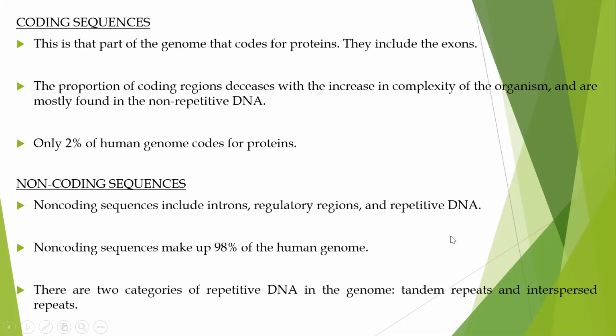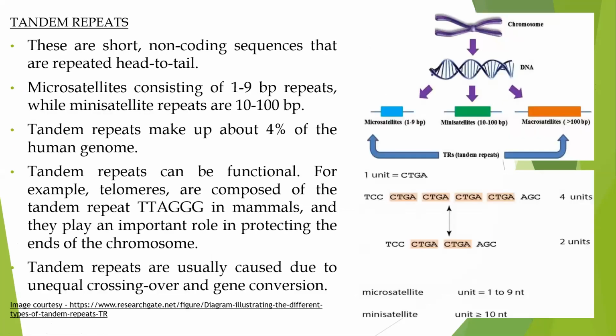Now, there are two categories of repetitive DNA in the genome. One is called the tandem repeat, and the other is called the interspersed repeats. Let us discuss what these are. The tandem repeats. Tandem repeats are short non-coding sequences that are repeated head to tail. Let's check the right hand side.